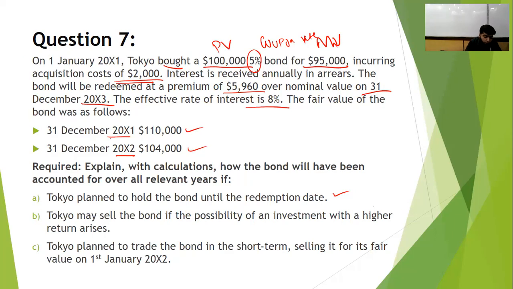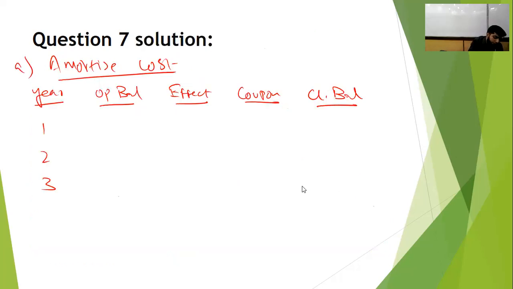Mushtaba, we are using amortized cost. And remember, please, this is very common. Students make a blunder in the exams, and specifically the examiner identifies in the report that students make a blunder in case of amortized cost. They do not capitalize the transaction cost. So please remember, 97,000 would be the invested amount. So the table will start with investment plus transaction cost.